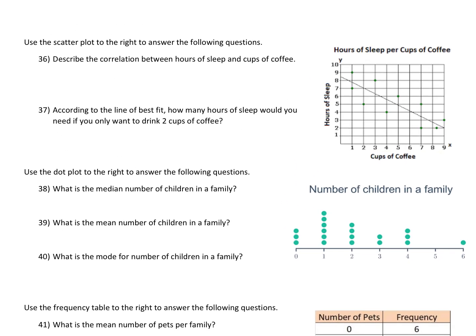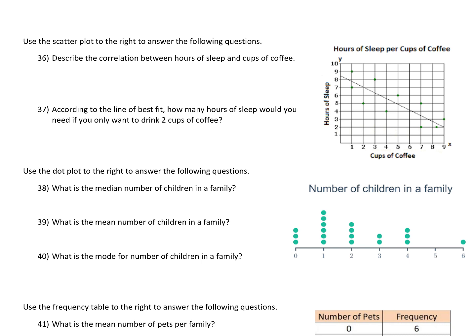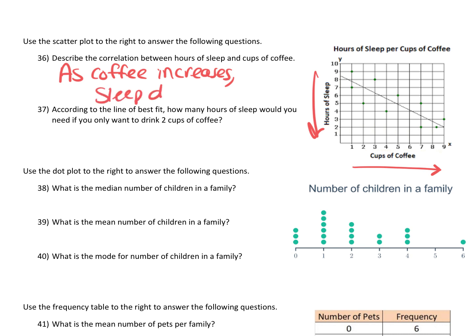All right, looking at a scatter plot, describe the correlation. So as cups of coffee go up, hours of sleep go down. So as coffee increases, sleep decreases. So if I had 2 cups of coffee, the line of best fit says I would need 7 hours of sleep. I would get 7 hours of sleep.